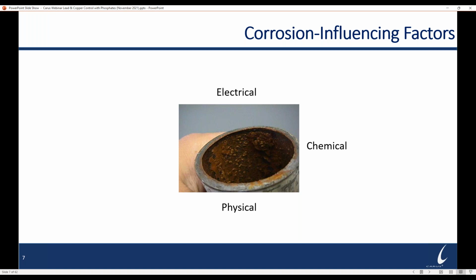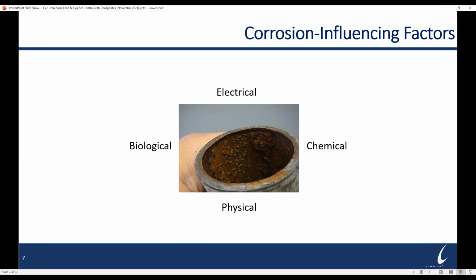You know, what type of distribution piping do you have? Is it cast iron? Is it ductile iron? Is it asbestos cement? What kind of service lines do you have? Copper, lead? What kind of plumbing do consumers have in their home? So just that physical makeup of the system can determine what types of corrosion you might see out there in the distribution system.